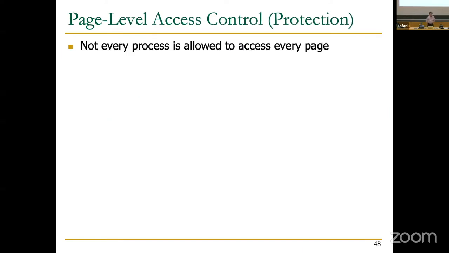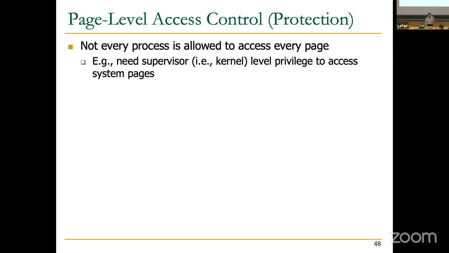Essentially, not every process is allowed to access every page. For example, you need supervisor level privilege to access system pages. An example of a system page is a page table. All of those page table structures are system pages. As a user, you should not have any access to it, right? Otherwise, you can change your permissions to access anything, right?